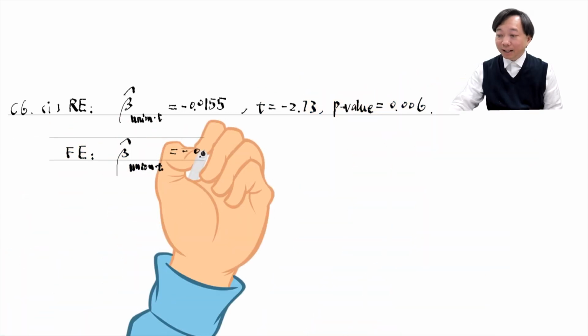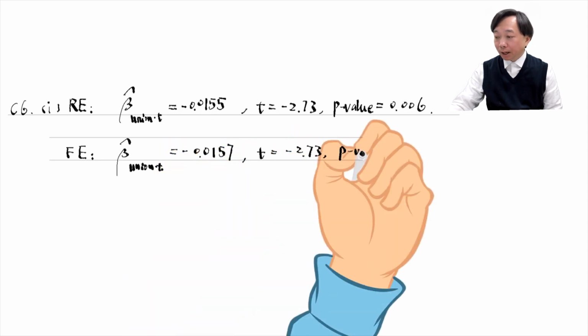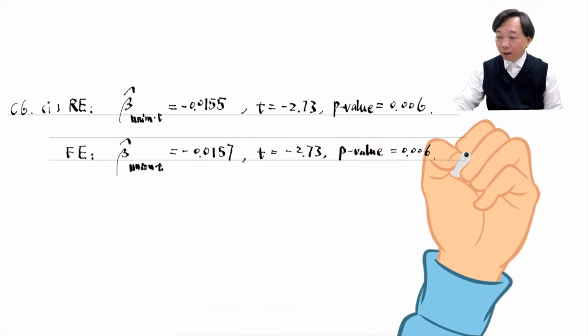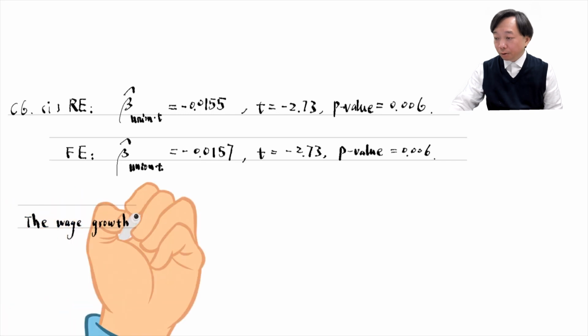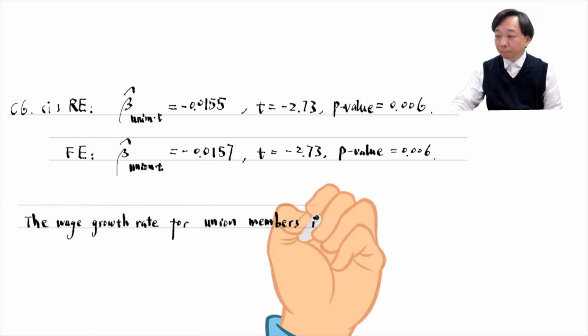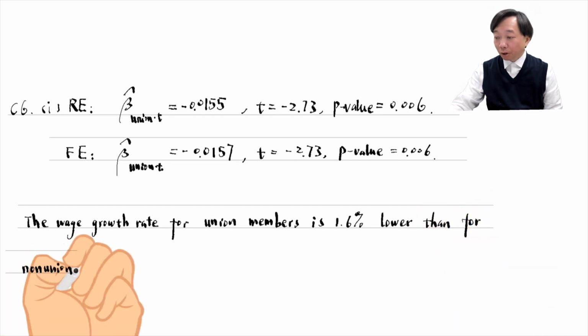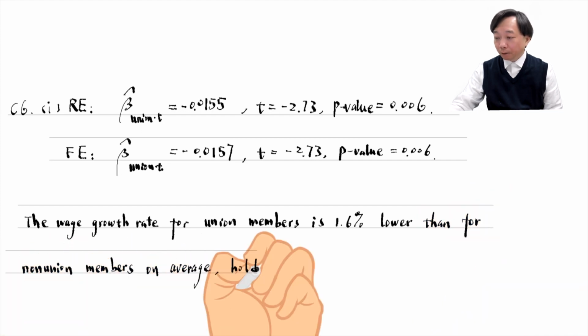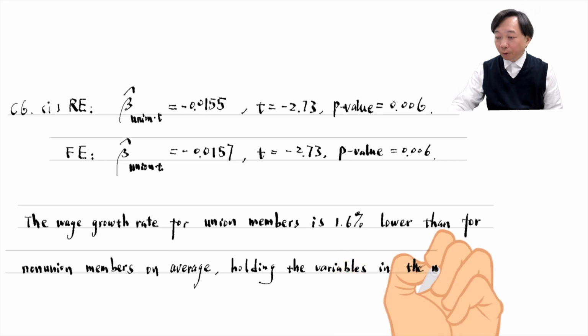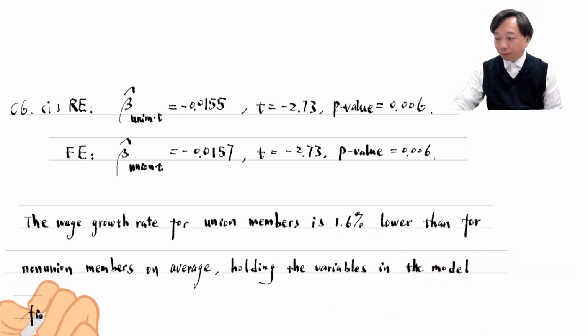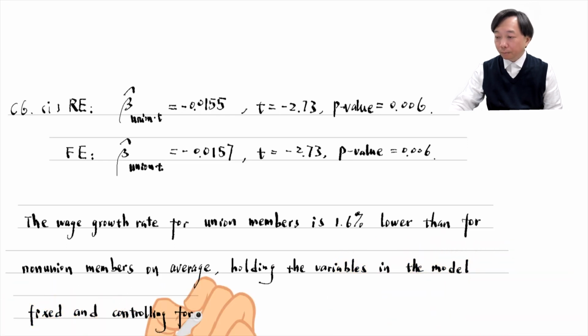The difference is statistically significant at the 1% level. It implies that the wage growth rate for union members is 1.6% lower than for non-union members on average, holding the variables in the model fixed and controlling for individual fixed effects and year fixed effects.